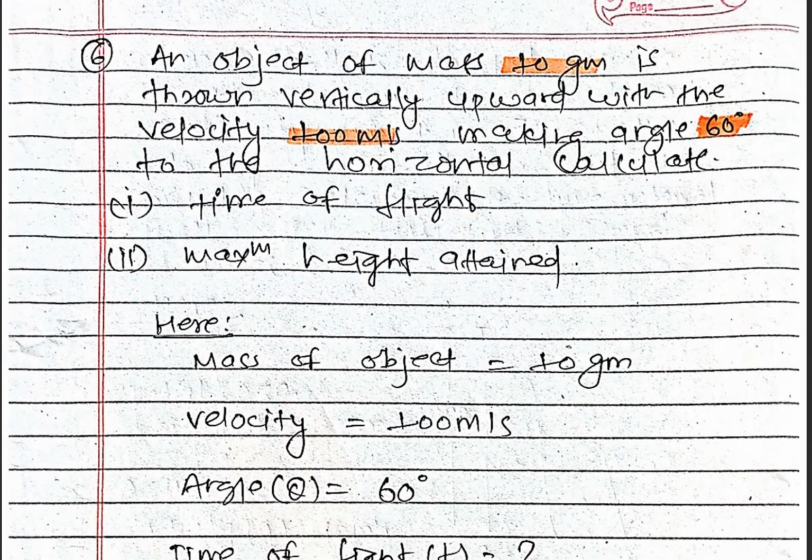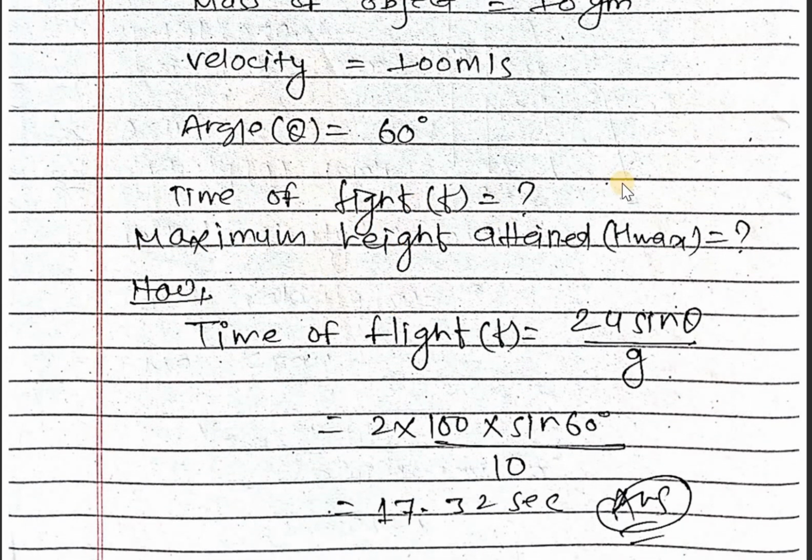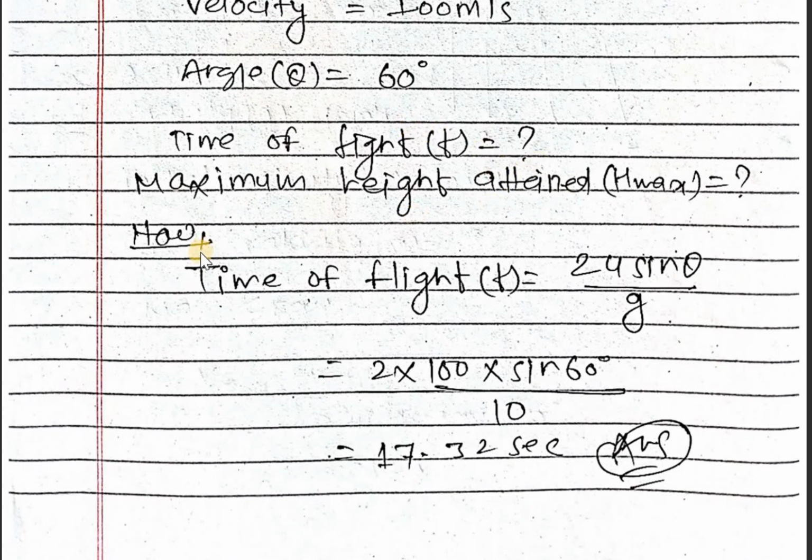And similarly, next problem is an object of mass 10 gram is thrown vertically upward with a velocity 100 meter per second having angle 60 degree to the horizontal. Calculate the time of flight and maximum height attained. In this case, we have to know the formula for time of flight and maximum height. So in the question given, mass of object 10 gram, velocity 100 meter per second, angle theta 60 degree, and time of flight and maximum height attained. We have to find both.